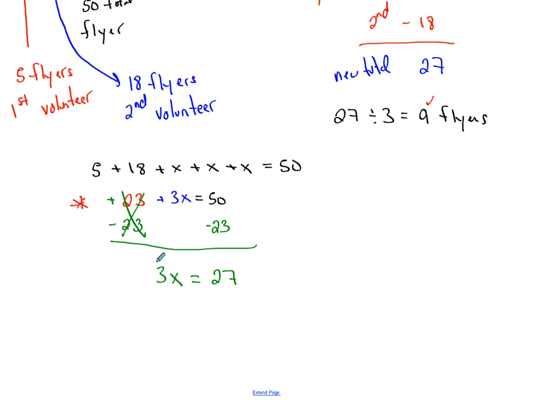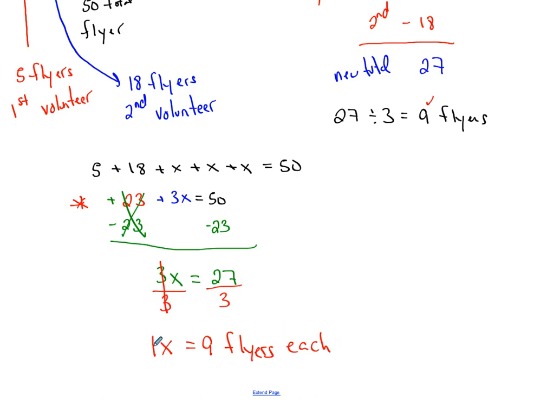So how do I get rid of this 3? This is 3x or 3 times x, and the opposite, like you said, is dividing by 3. 3 divided by 3 is 1x, or in this case, 1 volunteer will get x amount of flyers. Yep. What I do to one side, I have to do to the other side to keep it balanced. Divide the left side by 3. 3 divided by 3 is 1x. Divide the right side by 3. 27 divided by 3 is 9, so x equals 9 flyers each.